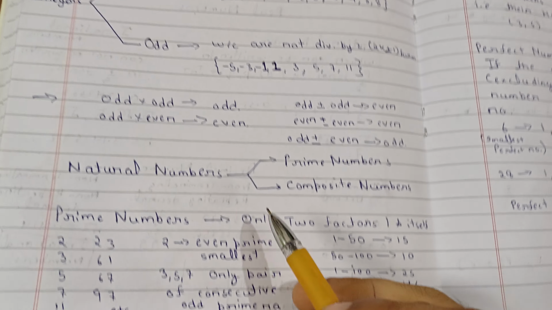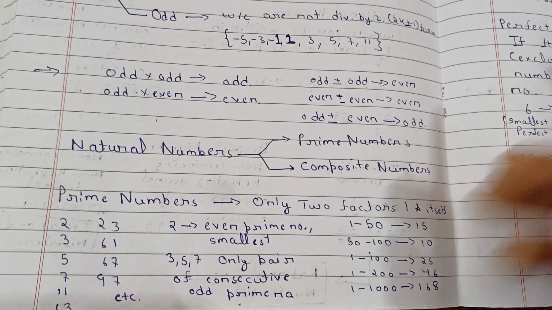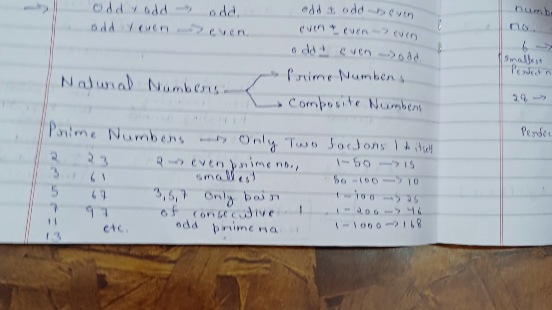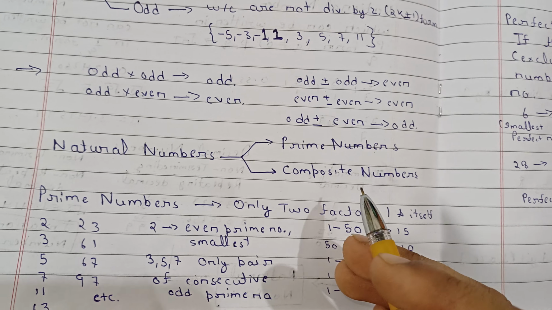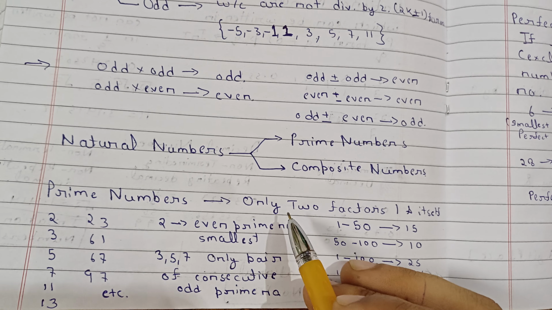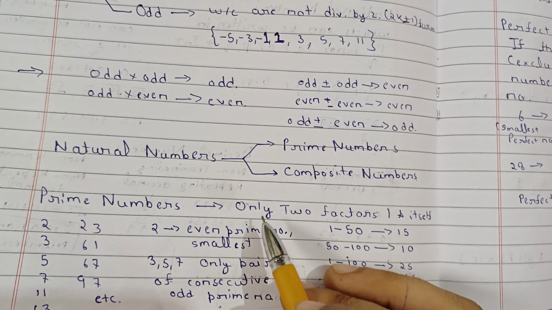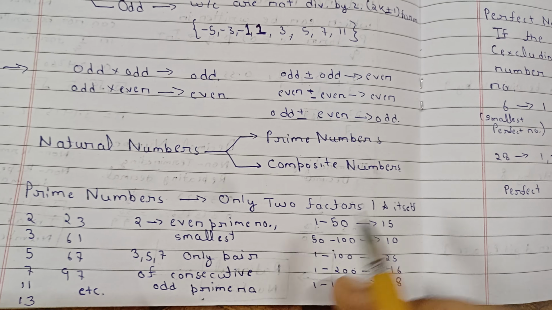Now natural numbers can be divided into two forms, that is prime numbers and composite numbers. So what are prime numbers? Those that have only 1 and that number as their factors are called prime numbers. Like 3 has factors 1 and 3 only. Only two factors, that is 1 and itself.